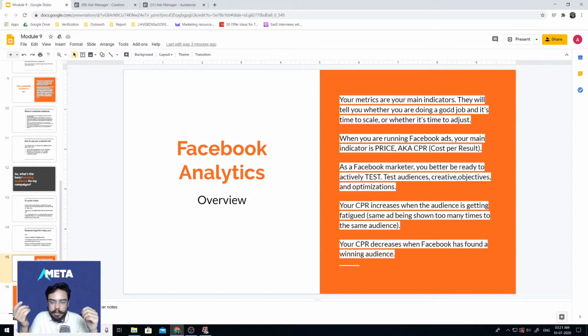Your cost per result increases when the audience is getting fatigued. That means the same ad is being shown too many times to the same audience. You can call it ad fatigue. You can call it audience fatigue. Your cost per result decreases when Facebook has found a winning audience.